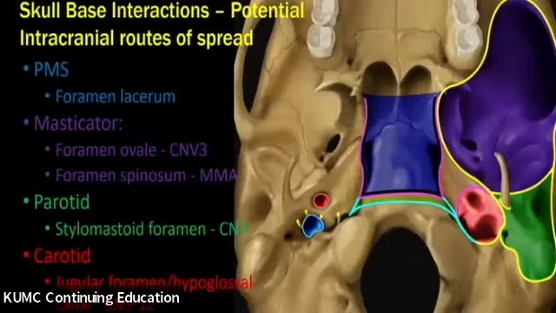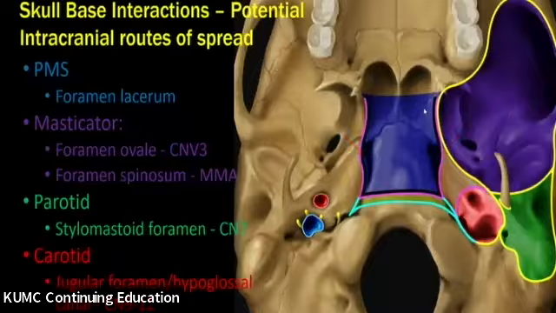It's important to highlight the areas where those deep neck spaces abut the skull base, as these are potential intracranial routes of spread for disease. The pharyngeal mucosal space abuts the skull base at the basisphenoid and basioccipital region. There are triangular shaped openings in the bone that aren't true foramen, but are called foramen lacerum, predominantly filled with cartilage, but could have access intracranially.